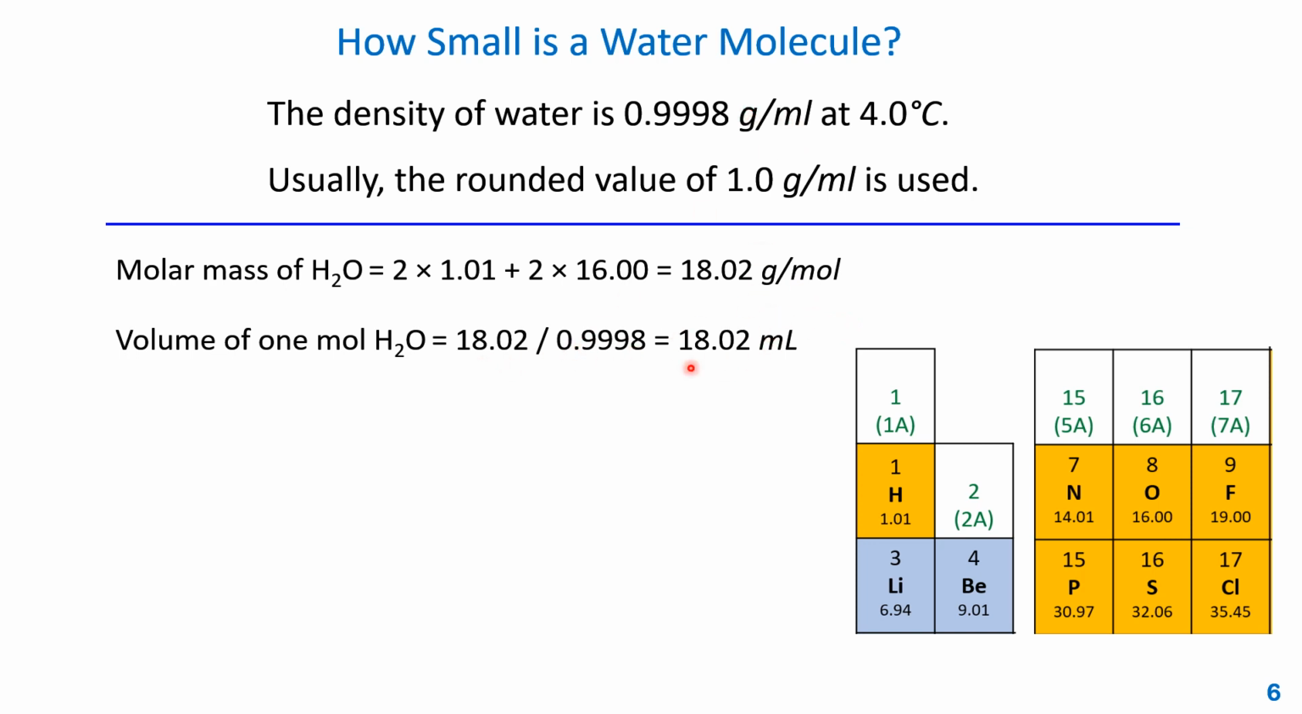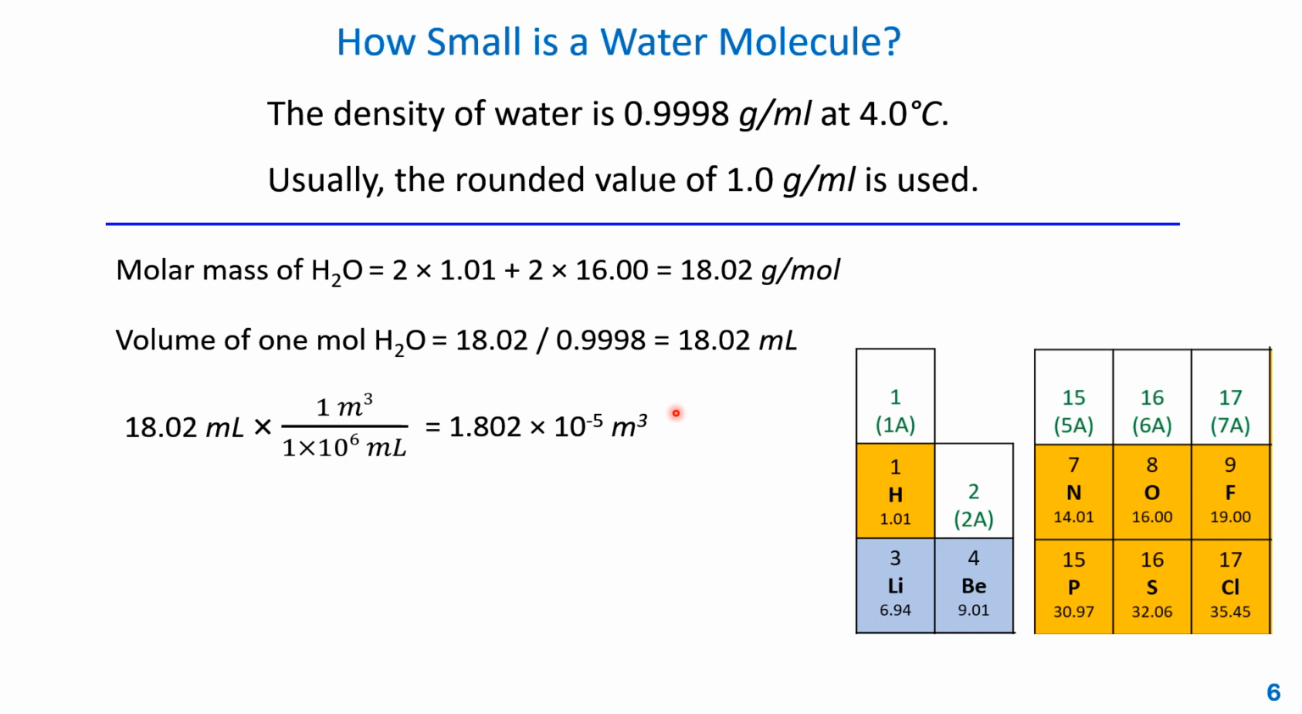So milliliter is not an international unit. So we can convert that to cubic meter, which is the international unit. So 18.02 milliliter times the conversion factor, we know 1 cubic meter equals 1,000,000 milliliter. And then we can find the volume in cubic meter, 1.802 times 10 to the negative 5. This is the volume of 1 mole of water.